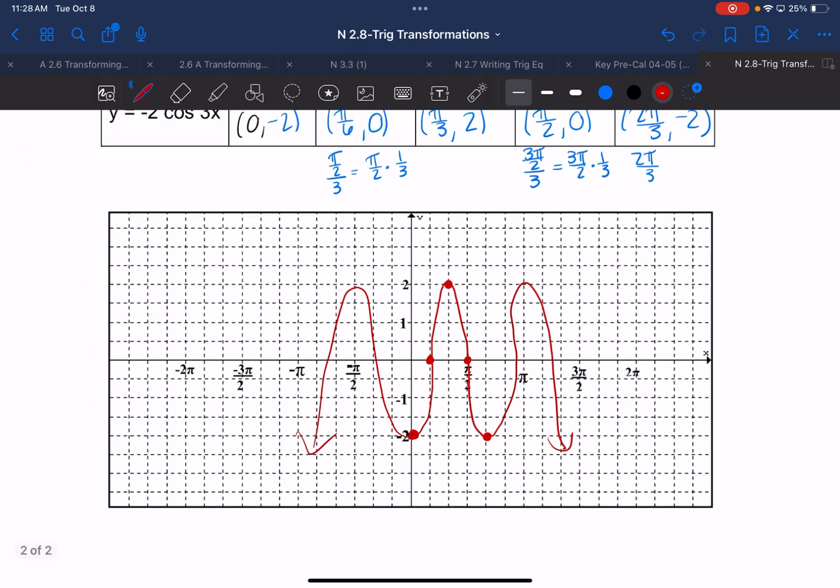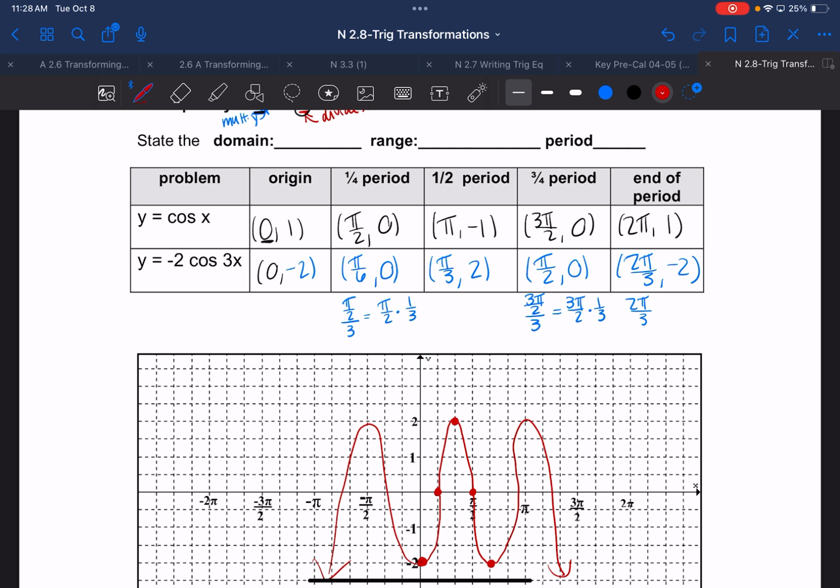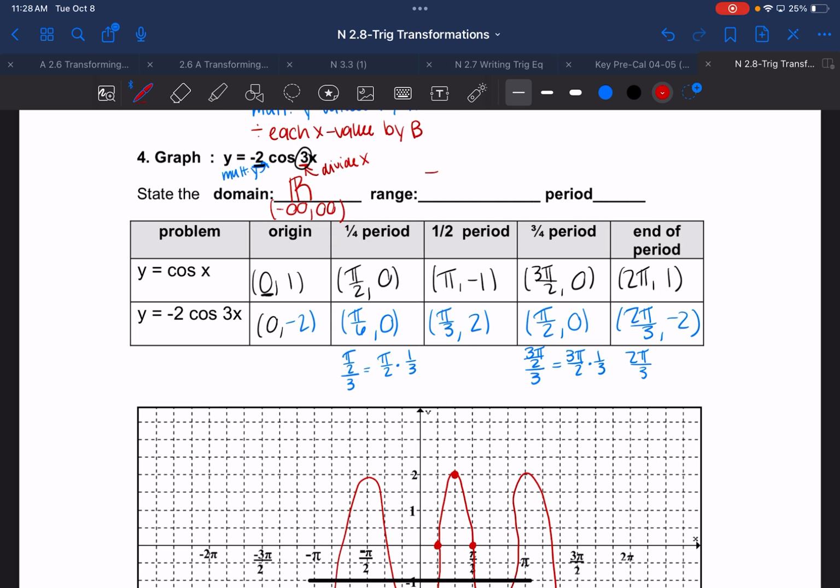Then they ask us what we see in this graph. Domain is my x values. Is this thing ever going to stop going to the left or right? No, so that would be all real numbers. My range: what's the highest that this graph is ever going to go, and what's the lowest? We would say it's between negative 2 and 2. You would either write that as negative 2 is less than or equal to y is less than or equal to 2, or negative 2 to 2 with the brackets.